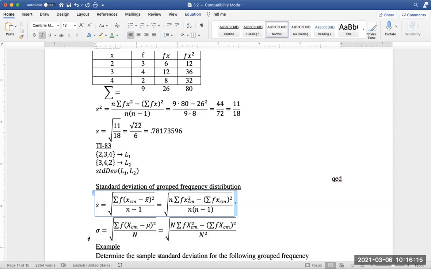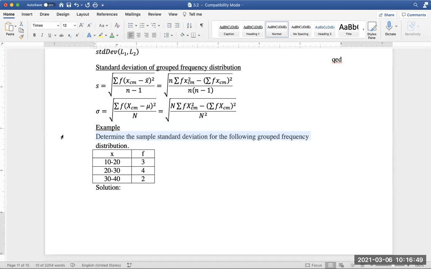The population standard deviation, sigma, is equal to the square root of the sum of f times (x sub cm minus mu) squared, all divided by n. By the simplifying computational formula, it is the square root of n times the sum of f x sub cm squared, minus the quantity sum of f x sub cm, squared, all divided by n squared.